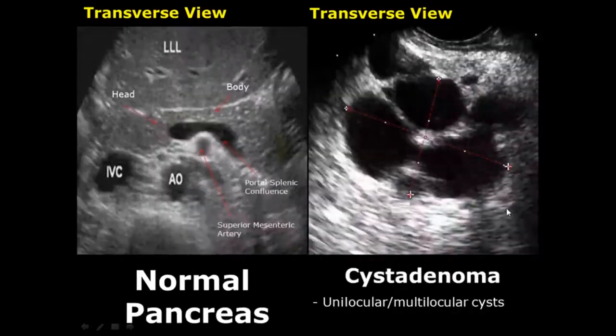A cystadenoma of the pancreas may have a unilocular or a multilocular appearance. These are the compartments inside the cyst. They can be either one or more than one. These compartments are called locules.